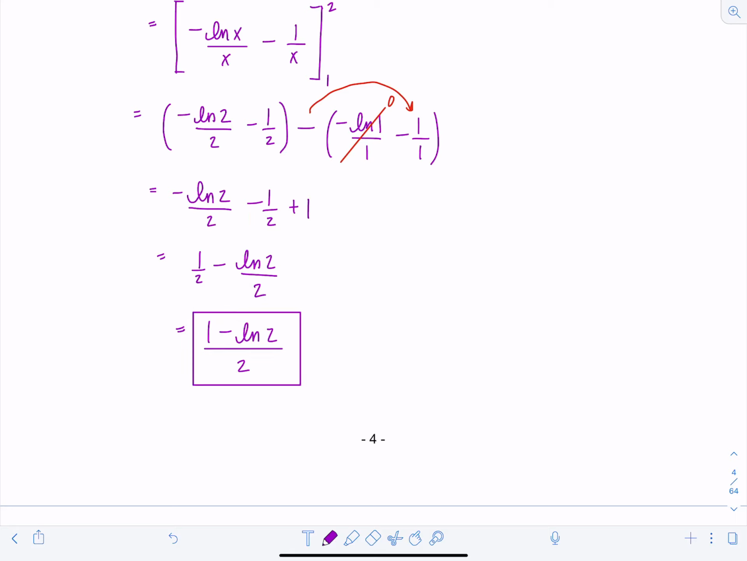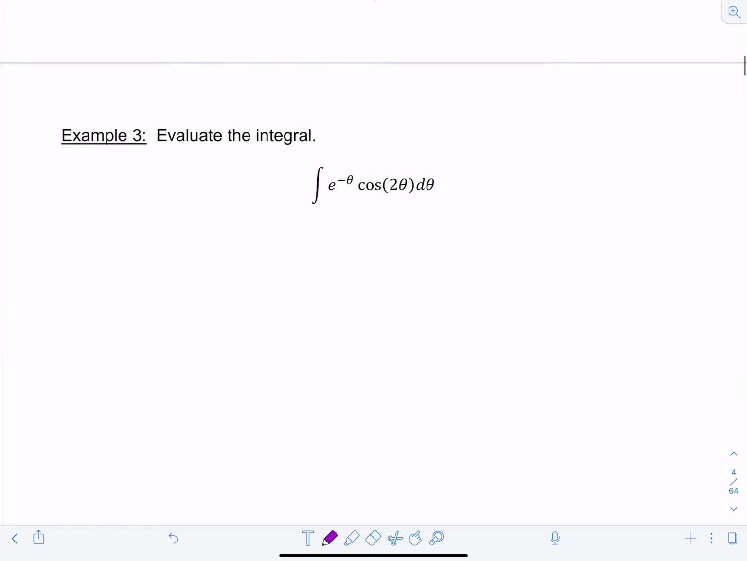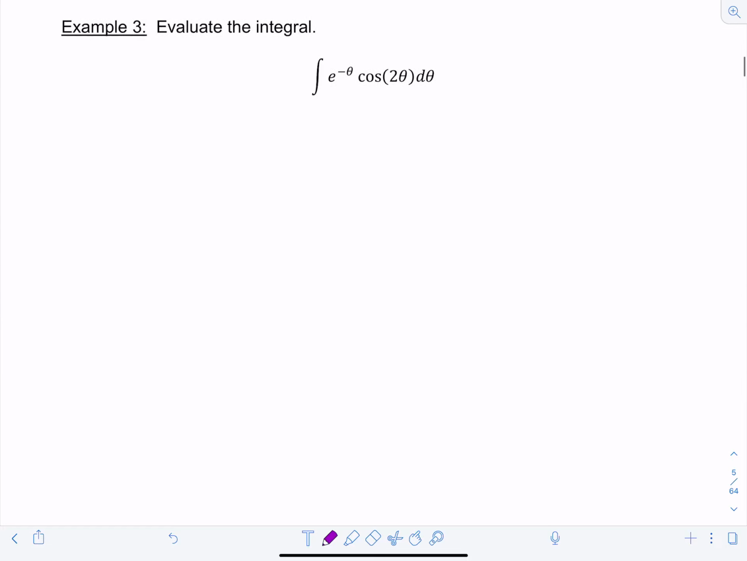Very good. Okay, let's do another one. This one's a snazzy little fun one. We have this integral here of e to the negative theta times cosine of 2 theta d theta.